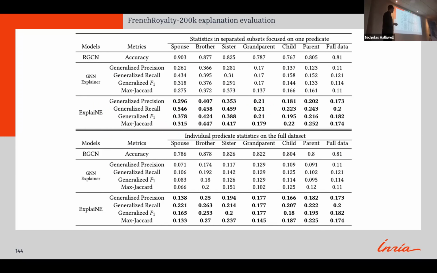The top section here has the full data set, and then these are each subsets of the data. So for has spouse, this is the results when it's only trained on has spouse predicates, has brother, etc. We can see that explaining outperforms GNN explainer across all of these metrics for all subsets of the data. And then we additionally break down the full data set in this section below. This is just filtering the results of the full data set by has spouse, has brother, has sister, etc.